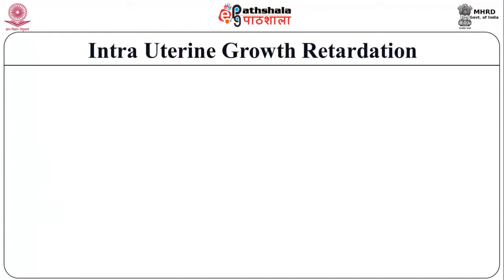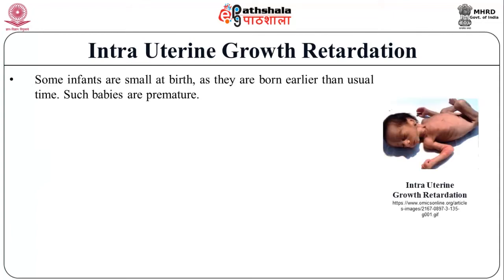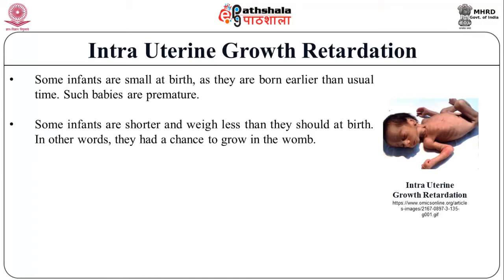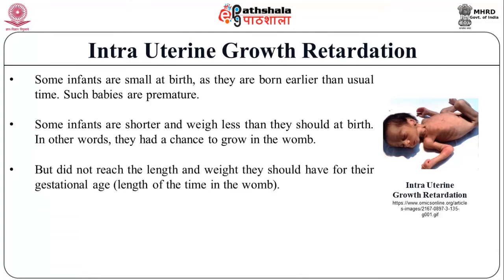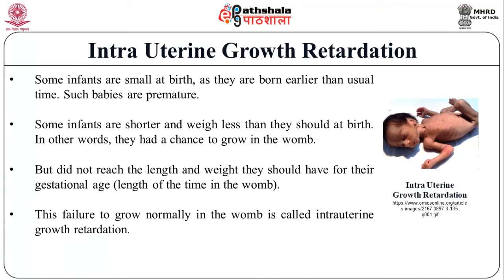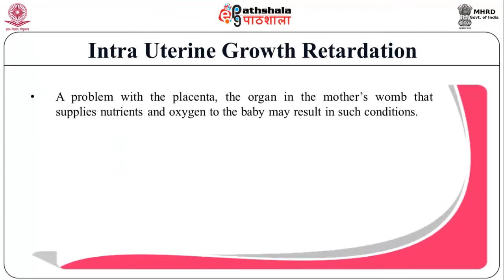Intrauterine growth retardation. Some infants are small at birth as they are born earlier than the usual time. Such babies are called premature and they are born preterm. Some infants are shorter and weigh less than they should at birth. In other words, they had a chance to grow in the womb but did not reach the length and weight they should have for their gestational age, the length of time in the womb. This failure to grow normally in the womb is called intrauterine growth retardation. A problem with the placenta, the organ in the mother's womb that supplies nutrients and oxygen to the baby, may result in such conditions.